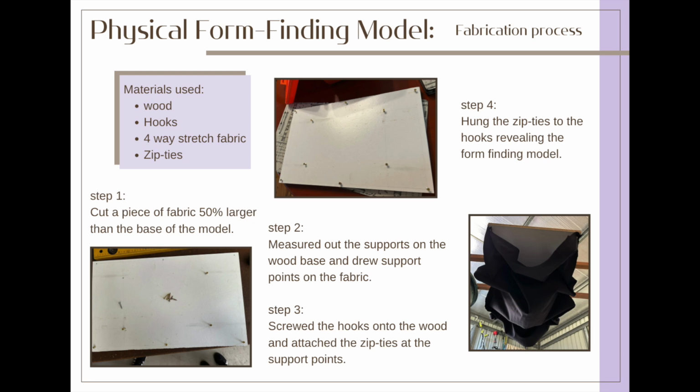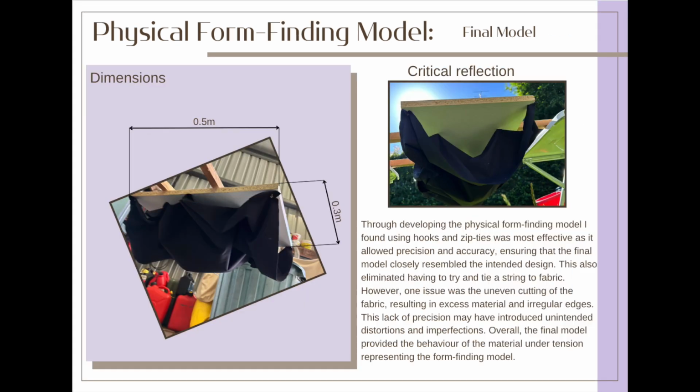Next, in step 3, I screwed the hooks onto the wood and attached the zip ties at the support points. In the final step, I hung the zip ties to the hooks, revealing the form-finding model. The final model had the same dimensions, 0.5 times 0.3 meters.